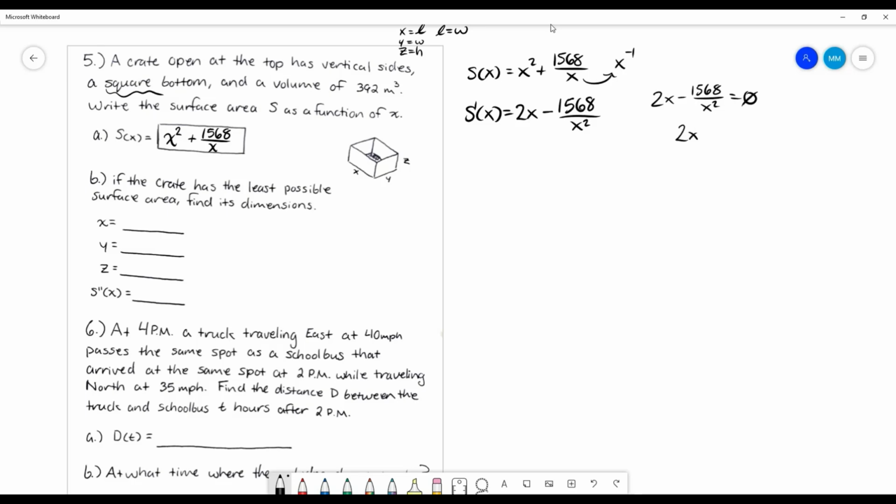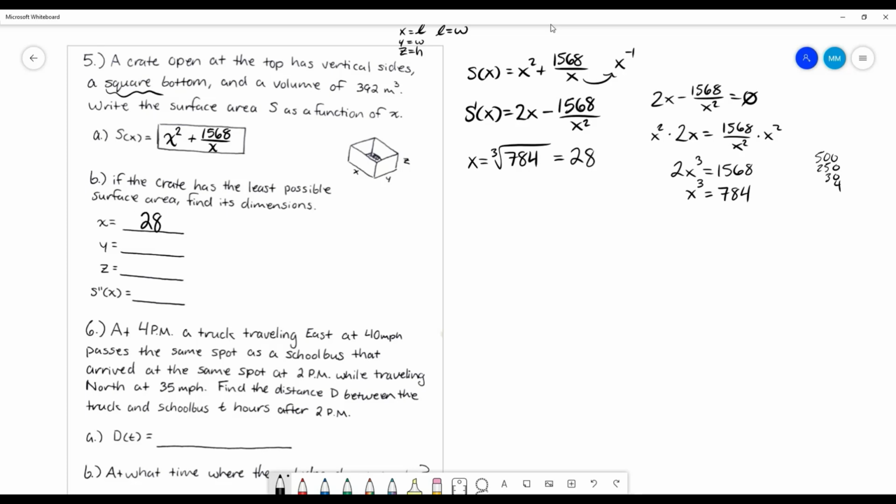Well, 2x equals 1568 over x squared. I can multiply by x squared on both sides. So I get 2x cubed equals this. X cubed equals whatever half of that is. It's going to be 784. So I know my x is going to be whatever the cube root of 784 is. I'm just going to see what that is with a calculator. I'm not sure that that comes out to be a pretty number, so we'll find out. Oh, and it does. That is 28.